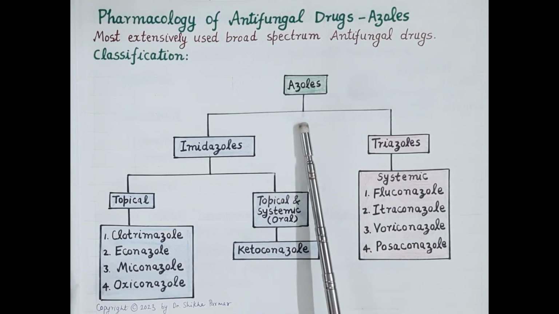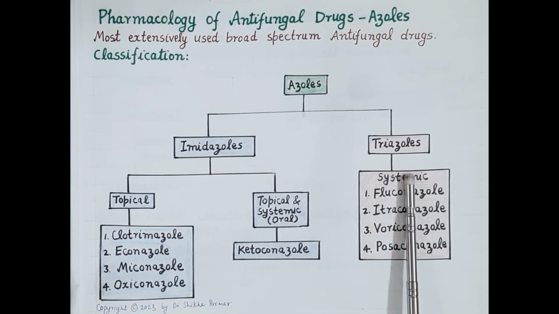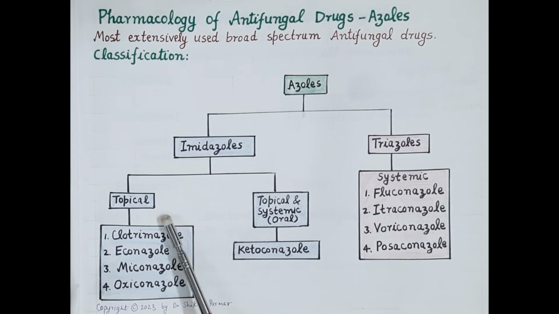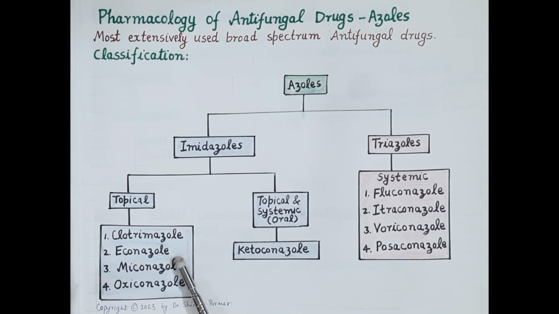Now azoles are classified into two categories, imidazoles and triazoles. Imidazoles are further divided into two subgroups, drugs that are used topically and drugs that can be used topically as well as systemically. These four imidazoles, namely clotrimazole, econazole, miconazole, oxiconazole are used only topically, while ketoconazole is used topically as well as systemically by oral administration.